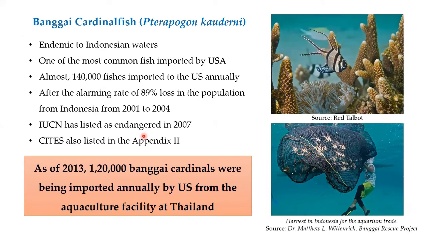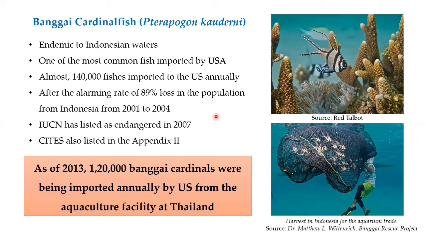And another interesting story is the Banggai cardinalfish, and this fish is endemic to the Indonesian waters, right? You know, endemic means it is available only in a specific locality. And it's one of the most common fish imported by the USA, right? Almost 89% of the population loss has been observed in Indonesia from 2001 to 2004. Almost 140,000 fishes were imported by the US annually, and this has resulted in the loss of almost 90% of the population in the Indonesian waters.